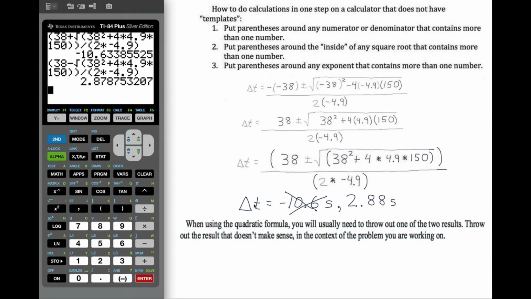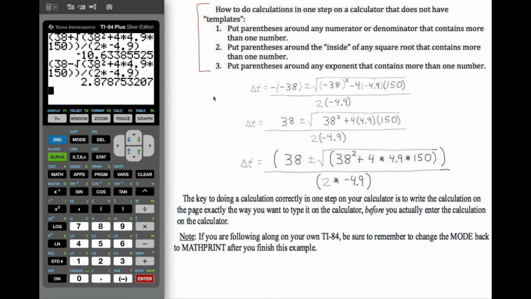Our result is that delta t equals 2.88 seconds. If you regularly work with a calculator that doesn't have templates, then you should pause the video and memorize these rules for doing calculations in one step. The key to doing a calculation correctly in one step on your calculator is to write the calculation on the page exactly the way you want to type it on the calculator before you actually enter the calculation on the calculator.